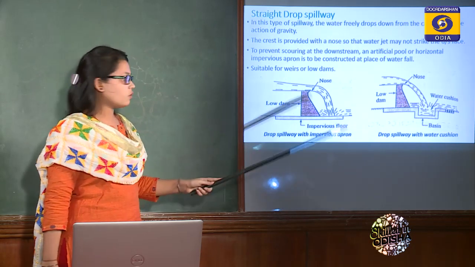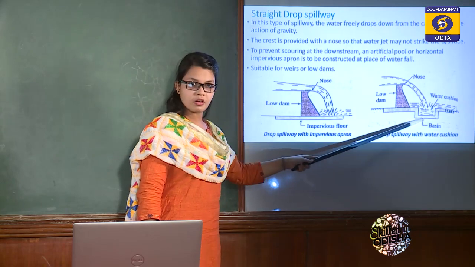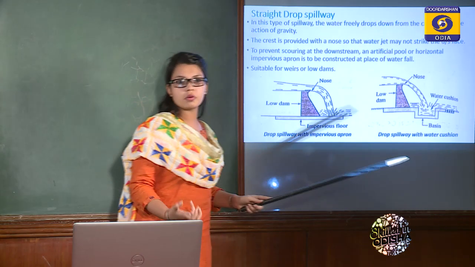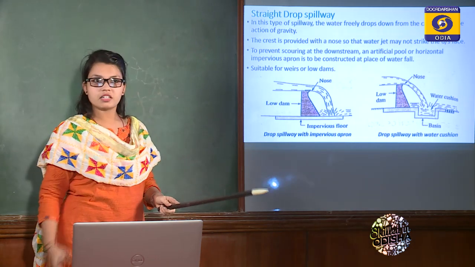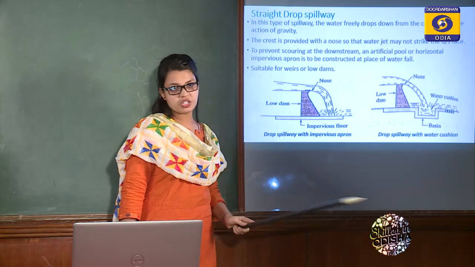How can you prevent it another way? We can provide a basin which has still water in it. That is called a water cushion. So the impact of this falling water will be against water only. So water acts as a shock absorber. It will reduce the impact. It will absorb the impact, and that helps in the energy dissipation or dispersion of the energy.